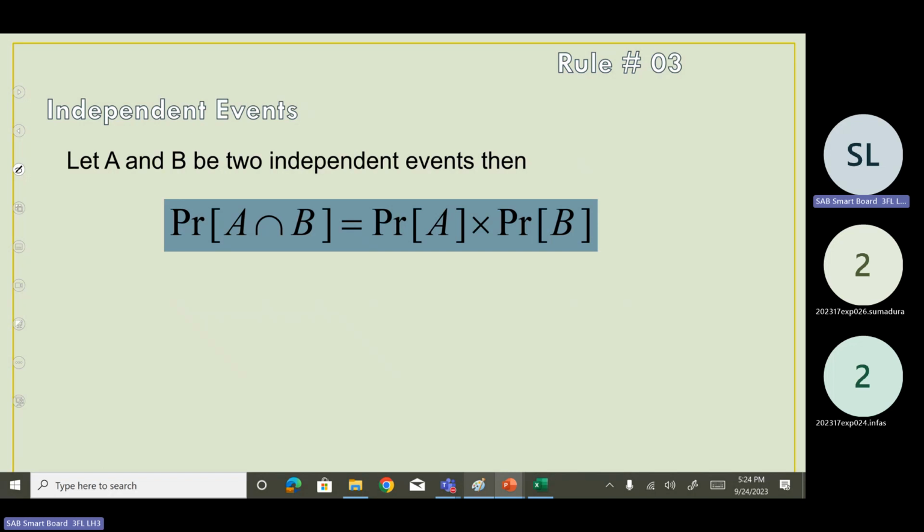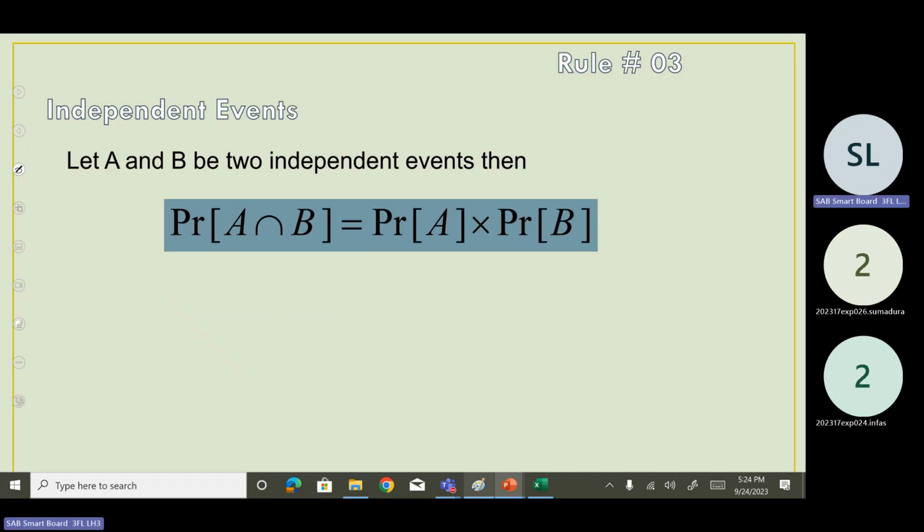It should work either way. A has nothing to do with B. B has nothing to do with A. Then they are independent. Both ways it should work, right? Otherwise, sometimes A has nothing to do with B, but B may have an influence over A. In that case, you can't say they are independent. A has nothing to do with B, B has nothing to do with A, then only they are independent.